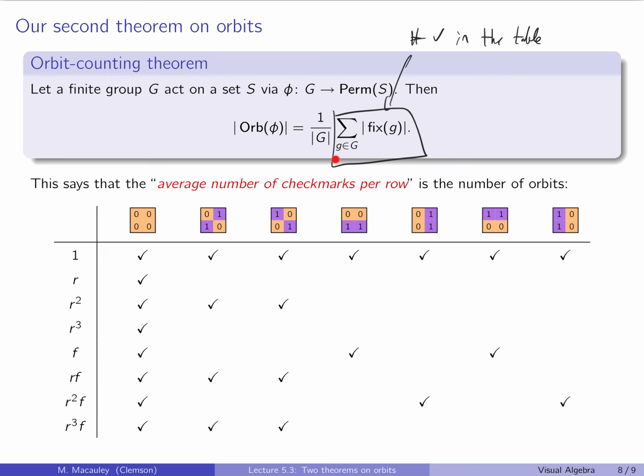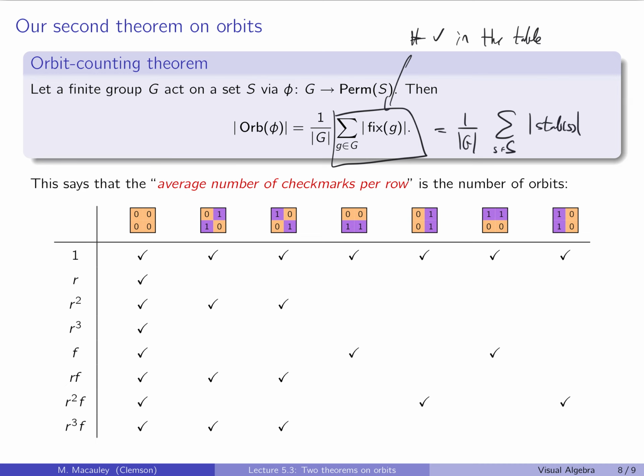We're going to take this sum right here, which is just the total number of check marks in the orbit table. Here we're adding those up row by row. Of course, we could add them up column by column instead. So that's what we're going to do. We're going to take this sum and do it by columns. In other words, we will write this as 1 over the size of the group times the size of each stabilizer.